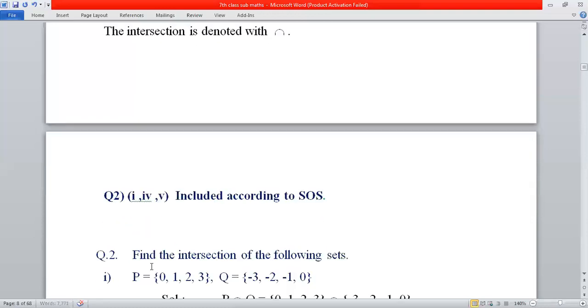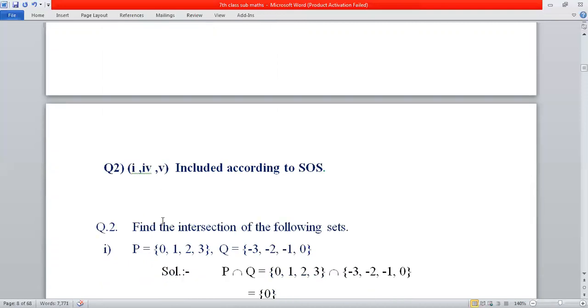So according to SOS, in question number 2, again the first, fourth and fifth parts are included. The first part and the fourth part we will discuss here, and the fifth part, inshallah, you will do as an assignment.